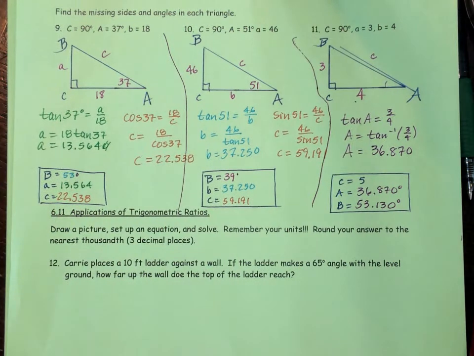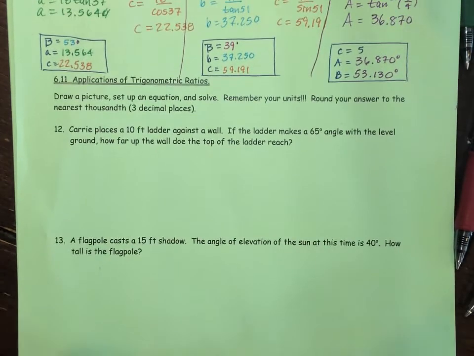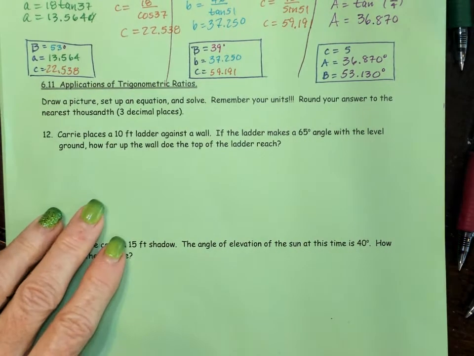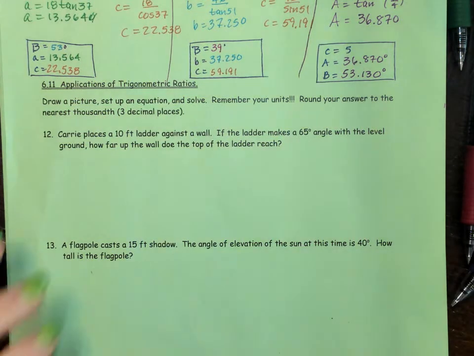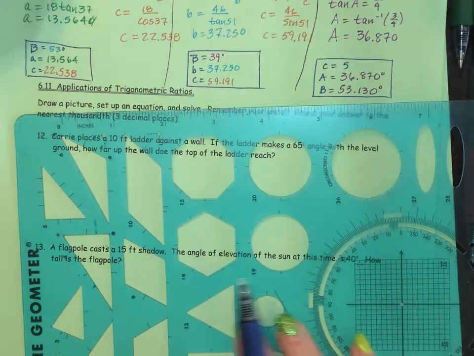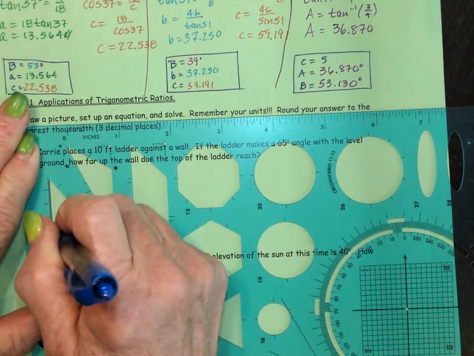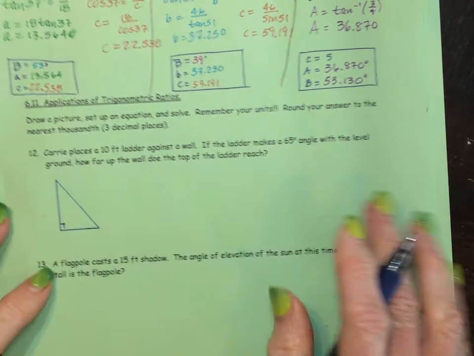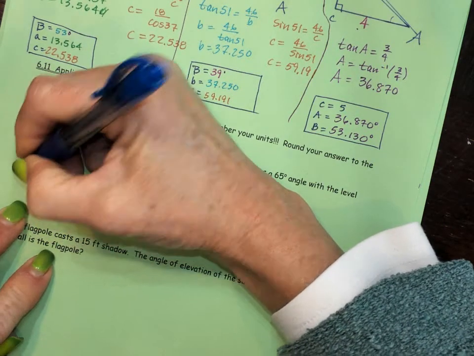Moving on to the word problems. Draw a picture, set up an equation. Remember your units, round your answer to the nearest thousandth, so 3 decimal places. All right, Carrie places a 10-foot ladder against a wall. If the ladder makes a 65-degree angle with level ground, how far up the wall does the top of the ladder reach? All right, so I'm going to draw a right triangle here because assuming the building is built perpendicular to the ground, here's the ground, here's the wall, and here's the ladder.